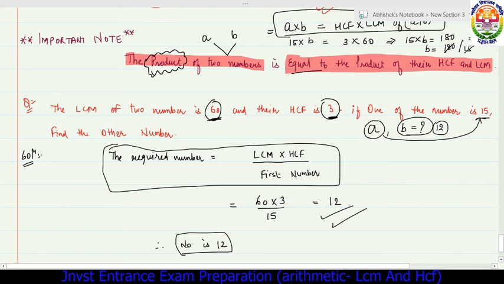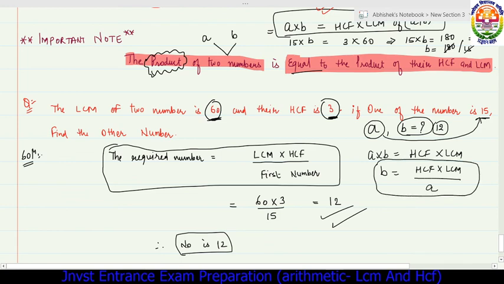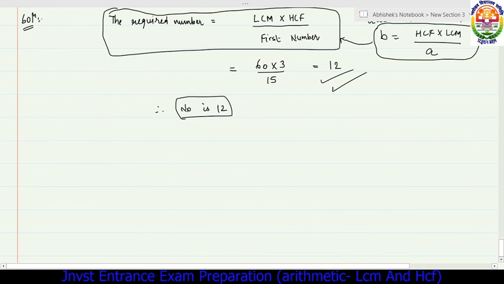How do we write the formula? The formula is A into B is equal to HCF into LCM. To find B, I will write HCF into LCM divided by A. Clear? So LCM and HCF are over.